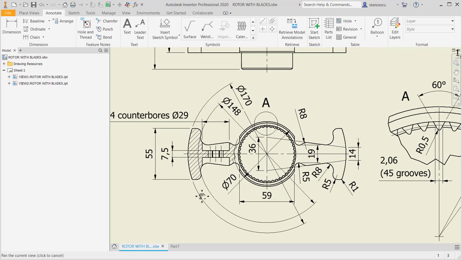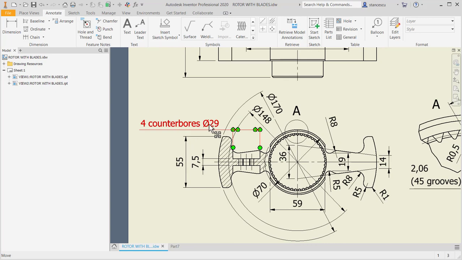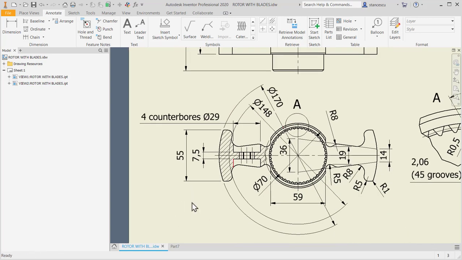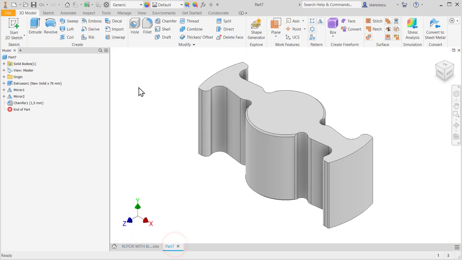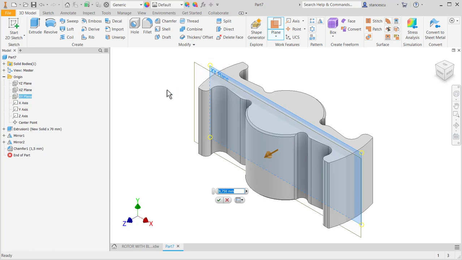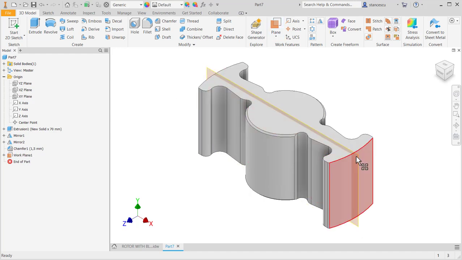7.5 divided by 2 and diameter of 29 at a distance of 110. Let's create a plane to the left at 7.5 divided by 2. This is the plane for a new sketch.